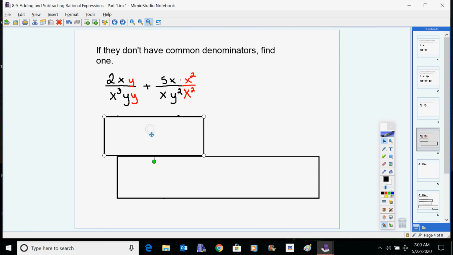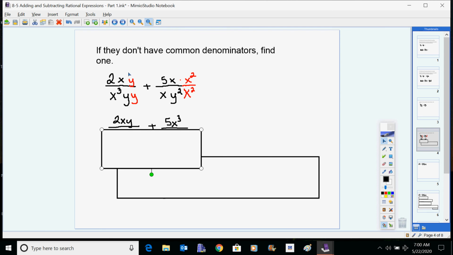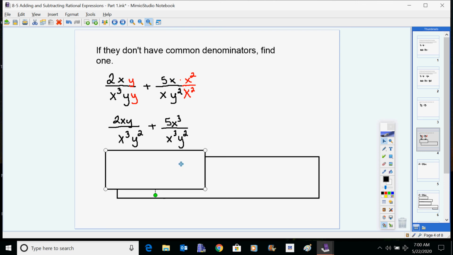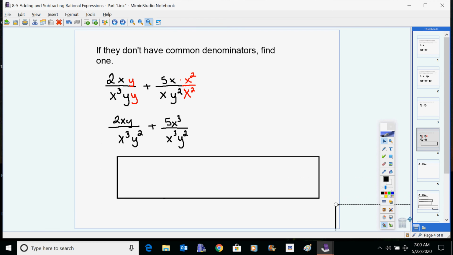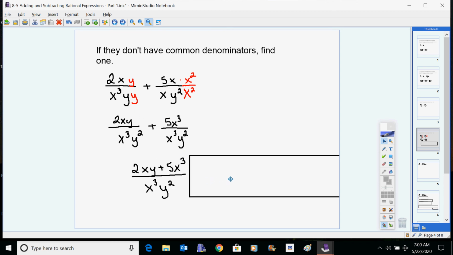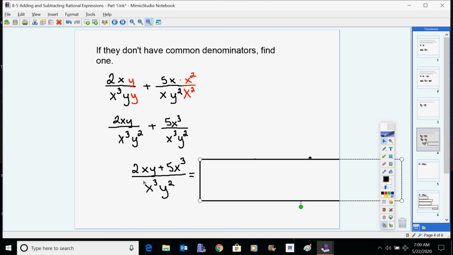So we bring that together. This needs to get simplified to xy. This needs to be simplified into 5x cubed. And my denominators are now x cubed y squared in both cases. So then you need to bring it into one single fraction. You need to take your common denominator now and bring your numerator over.